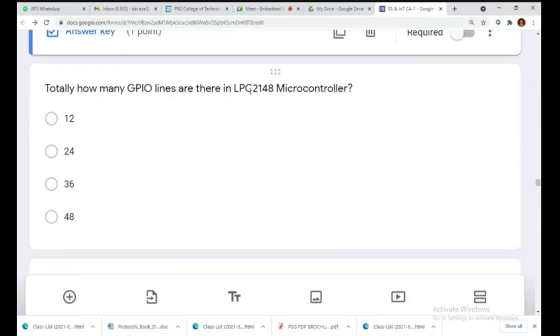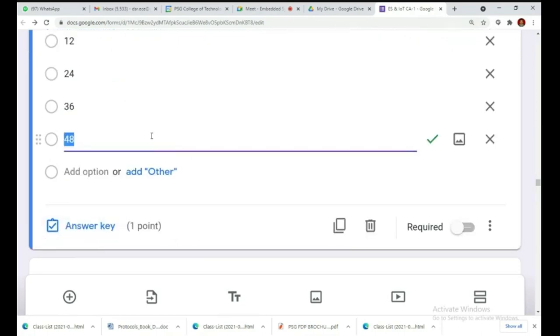Totally, how many GPIO lines are there in LPC2148 microcontroller? So there are two ports. One port is port 0, which is 32 GPIO, and another port is port 1, which is 16. So 32 plus 16, 48. So totally, there are 48 GPIO lines in LPC2148 microcontroller. So the right answer is port 1, which is 48.